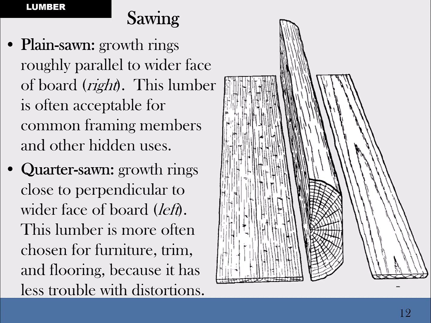Another characteristic thing about plain sawn lumber are the V shapes that you see in the patterns of the lumber, because the growth rings aren't perfectly in line with where we're cutting, and so you tend to see those kind of patterns show up in plain sawn lumber.